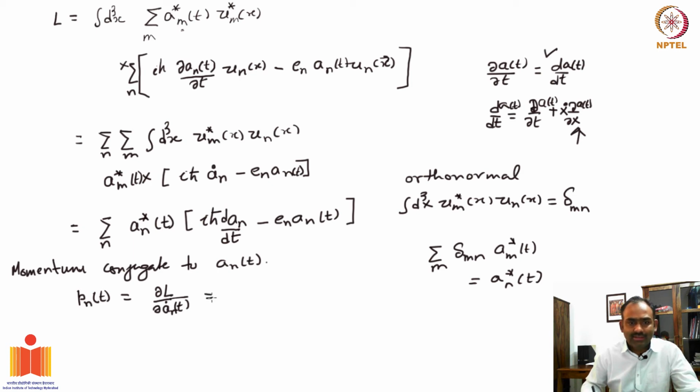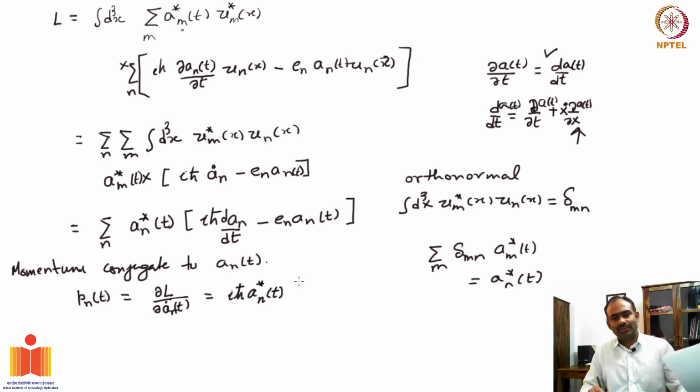Good. And what is that? If I take this Lagrangian here and take a partial derivative with respect to a dot, and this is the a dot, I get i h bar a n star, and this term anyway does not contribute because there is no a dot involved in here. So, I get i h bar a n star of t. So, that is the momentum conjugate to a n.